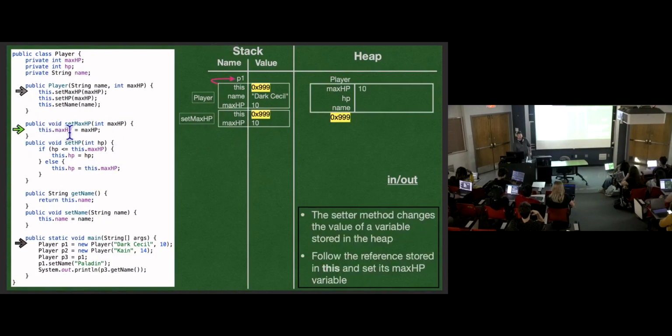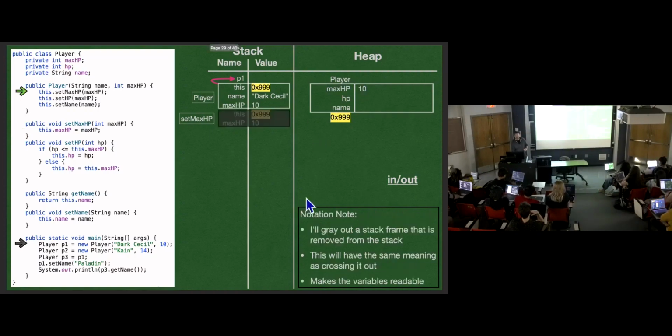Then this dot maxHP, we've got to resolve these two variables. This dot maxHP, this dot means follow the reference, maxHP, we find this variable right here. We resolve the right-hand side of the equal sign separately, so when we evaluate this one, we're not at the object yet. We're in the stack frame still, and we find maxHP right here, which is the value 10. So this maxHP here gets the value 10.